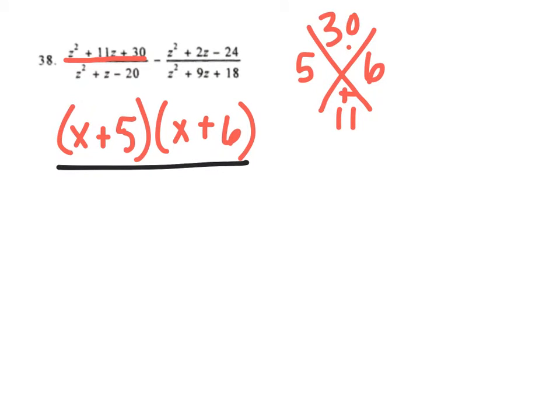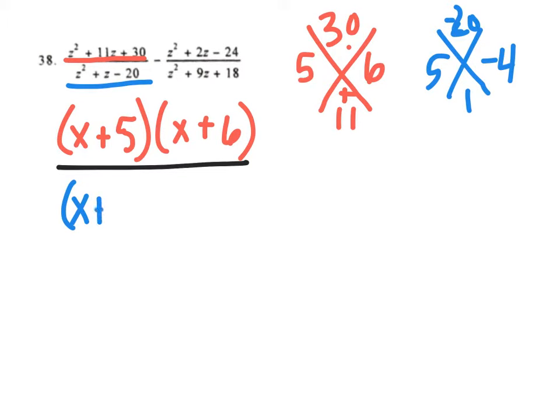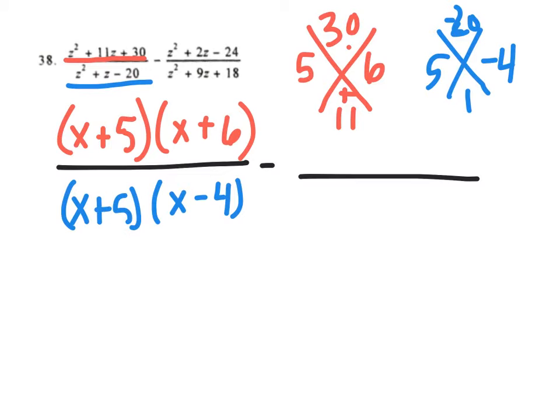And we're dividing that by, on the bottom, z squared plus z minus 20. So we have negative 20 on top and a 1 on the bottom. It multiplies to negative 20 and adds to 1. It's going to be 5 and negative 4. So we have x plus 5, x minus 4. And then we're subtracting from that another fraction.